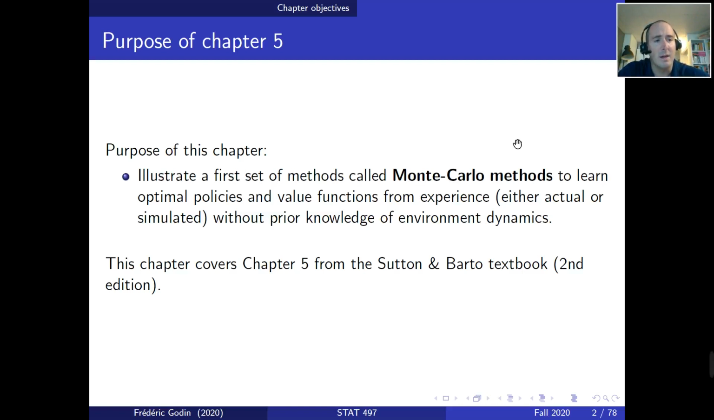So recall in chapter 4 where we used dynamic programming, we had to assume that we knew the function P, the transition function between the various states. Well, in practice, in many problems, we don't. So these Monte Carlo methods work in a context where you don't necessarily have prior knowledge about the dynamics of the environment in which you optimize the behavior of your agent. Okay, so this chapter covers chapter 5 from the textbook.